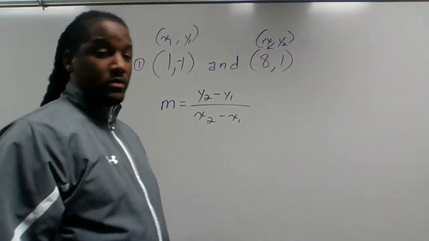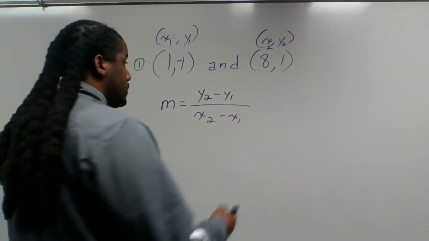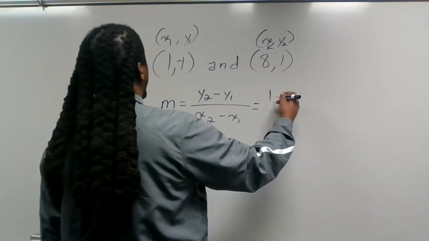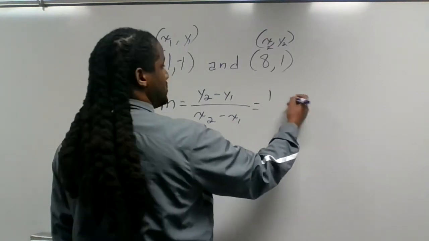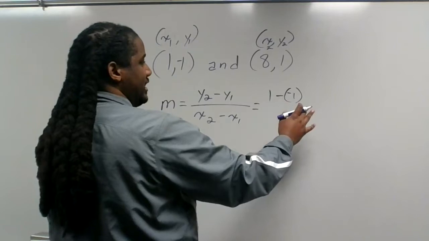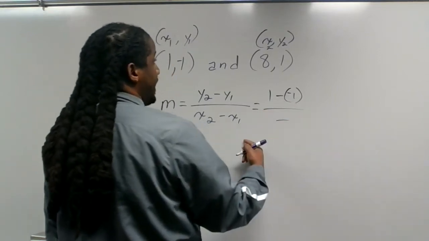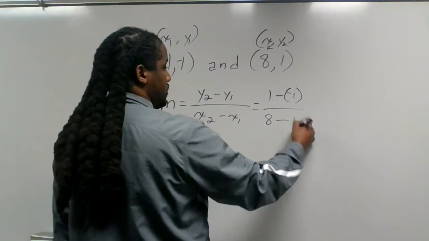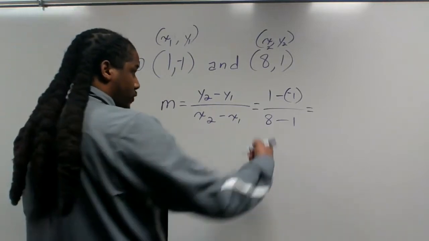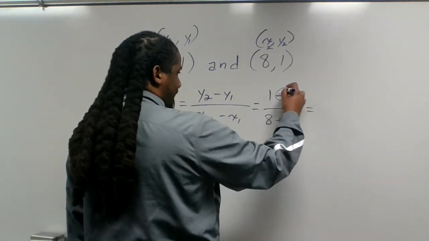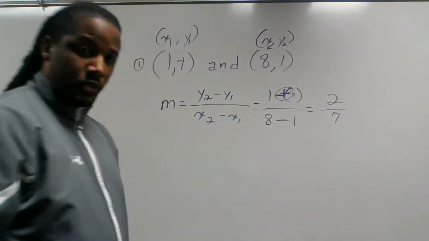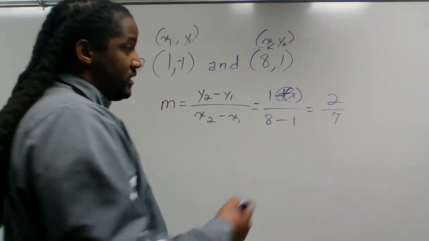So we take these values and plug them into the formula. y2 is 1, and y1 is -1. We put this in parentheses to make sure we're not writing one really long minus sign. Then x2 is 8, and x1 is 1. So we have 1 minus -1. Whenever we subtract a negative, that's just like adding, so that gives us a 2. Then 8 minus 1 gives us 7. So the slope of this line is 2 over 7.